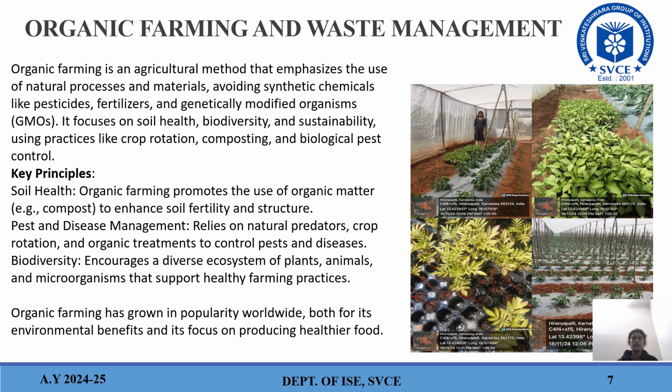Moving on to organic farming and waste management. Organic farming is an agricultural method that emphasizes the use of natural processes and materials, avoiding synthetic chemicals like pesticides, fertilizers, and genetically modified organisms. It focuses on soil health, biodiversity, and sustainability using practices like crop rotation, composting, and biological pest control.